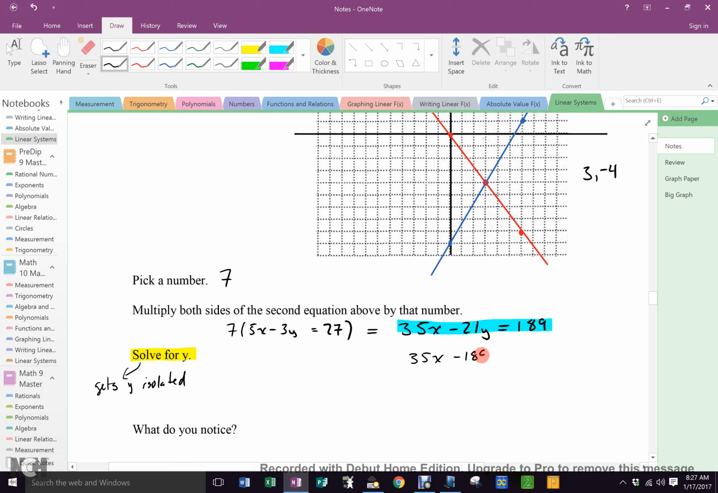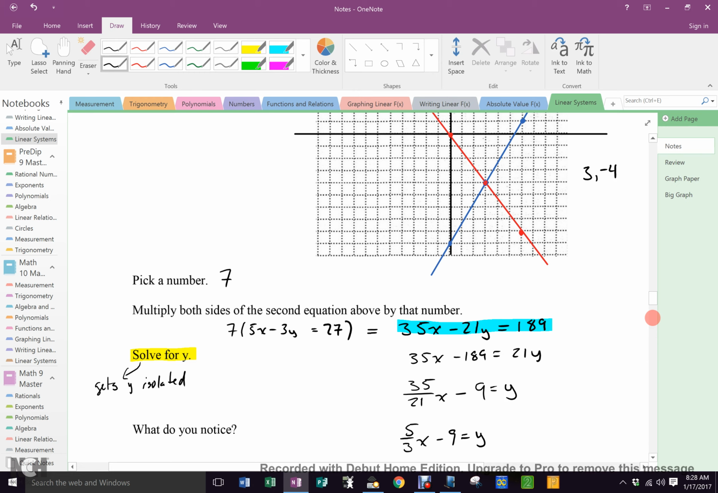35x minus 189 equals 21y. 35 over 21 x minus 189 divided by 21 is negative 9. And then when I simplify that fraction, I get y equals 5/3 x minus 9. And all of you should have gotten the same thing if you did your algebra correctly. What do you notice? It's the exact same line.